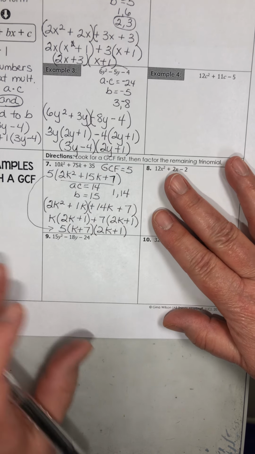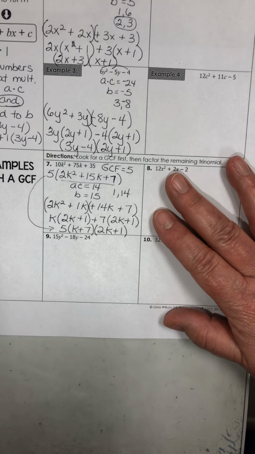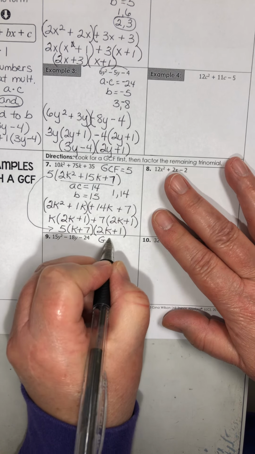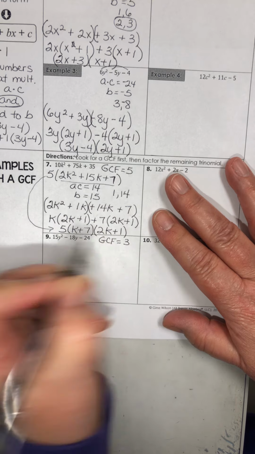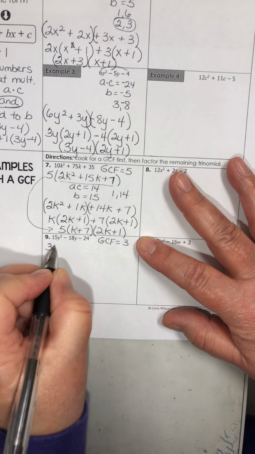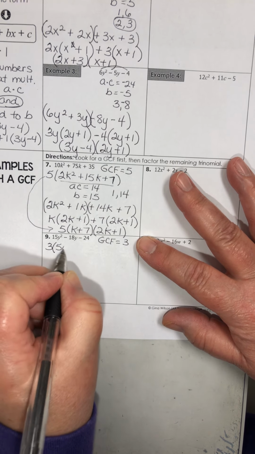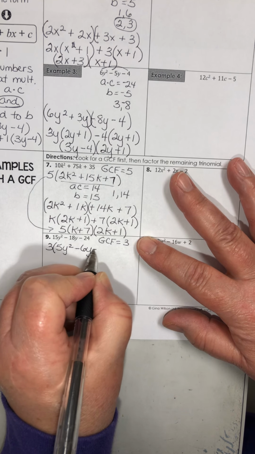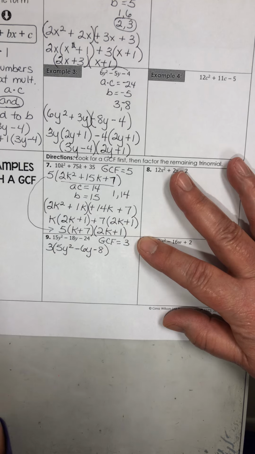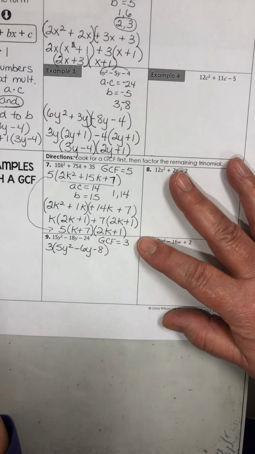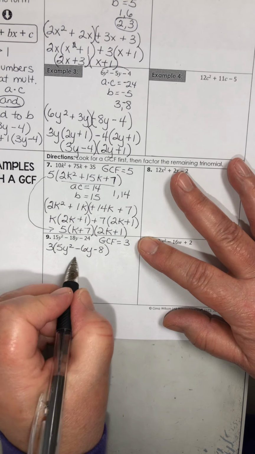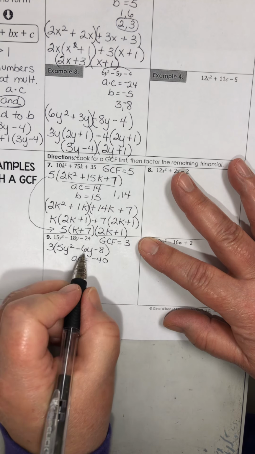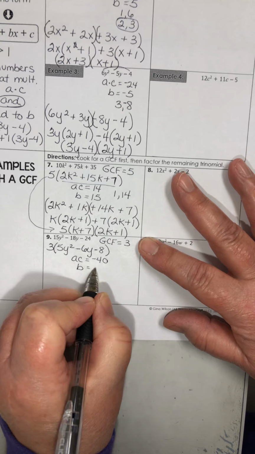Okay, and the last one we're going to do is number 9. And looks like we can divide out probably a 3. Greatest common factor is 3. So let's divide that out, put it over here. We've got 5y squared minus 6y minus 8. Okay, so there's our new trinomial that we are going to factor. And our a times c would be a negative 40. And our b is a negative 6.